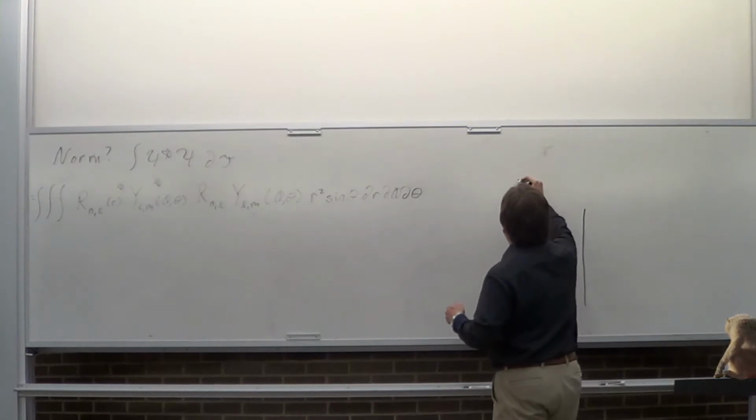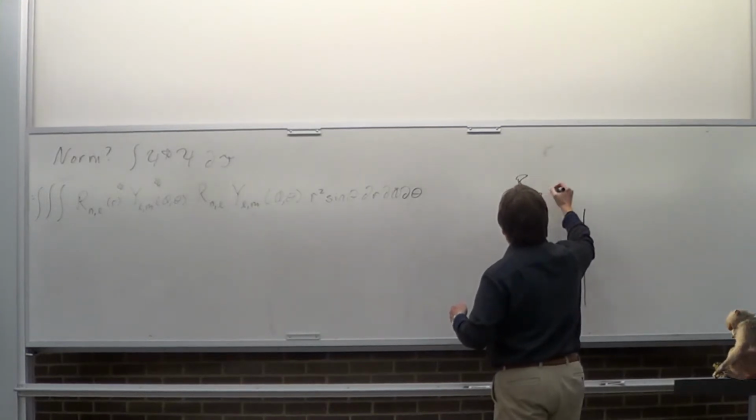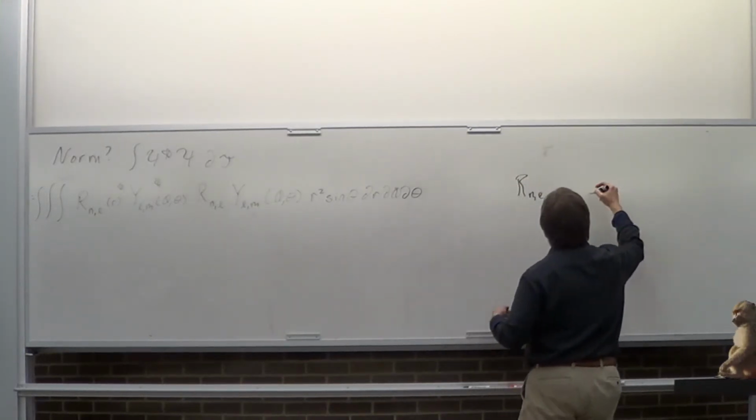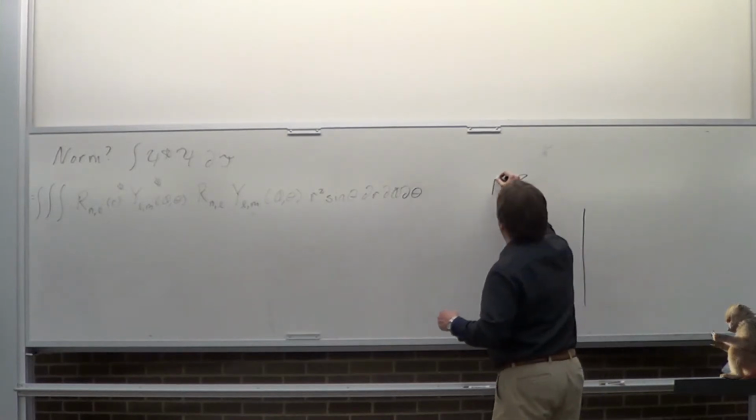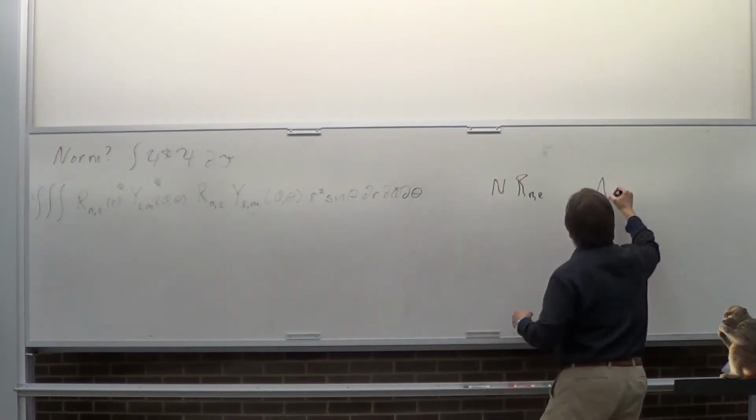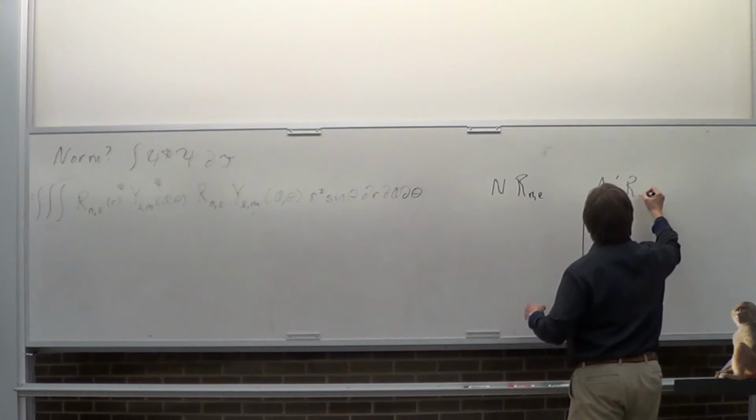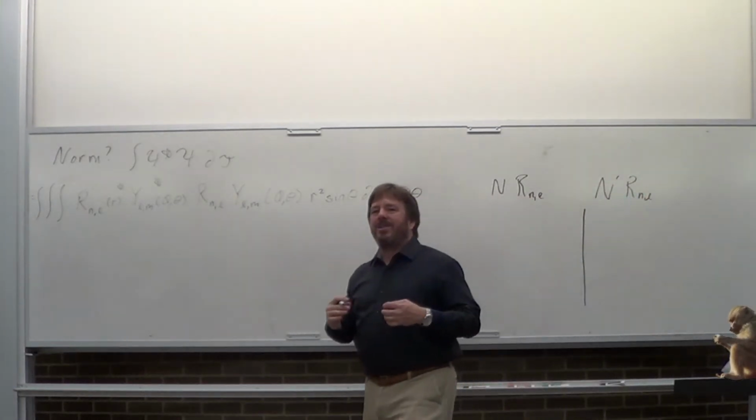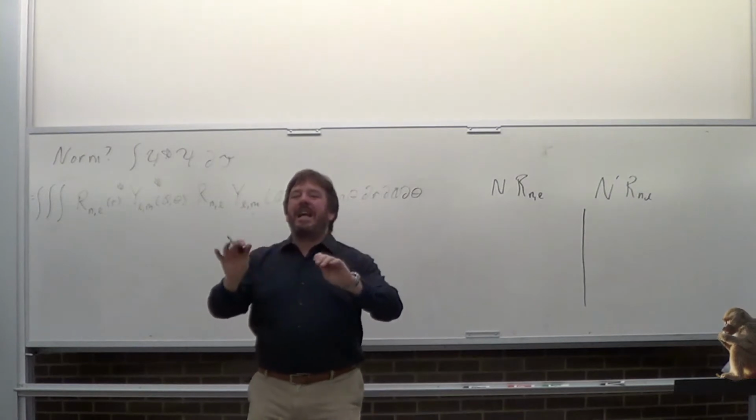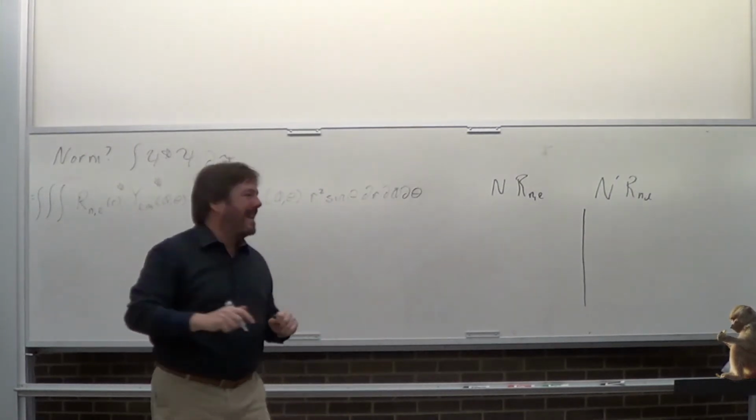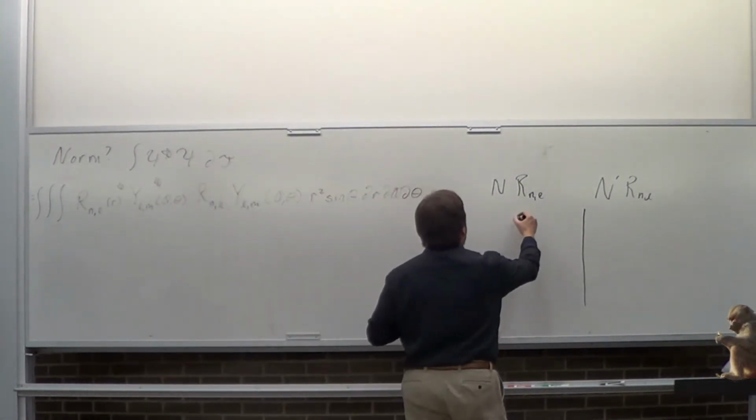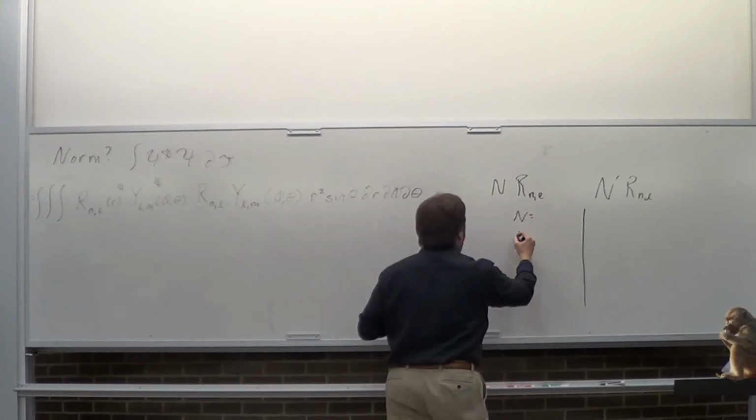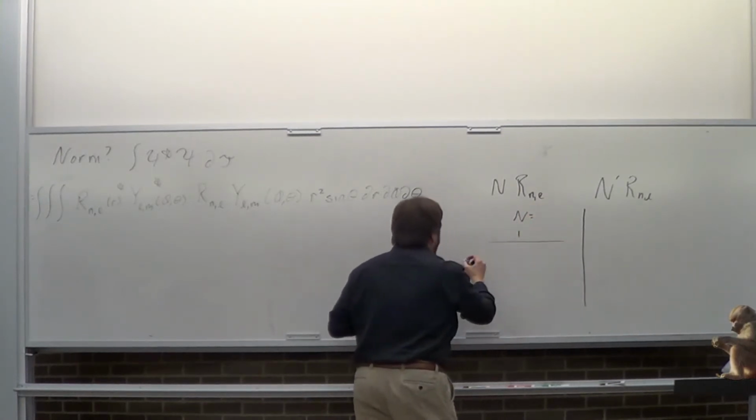When you see a radial wave function, and my handwriting isn't good today, they have two different normalizations. So I'll call this n prime. I mentioned this to you last time when I was looking up radial wave functions. You see two different sets where they're normalized differently.